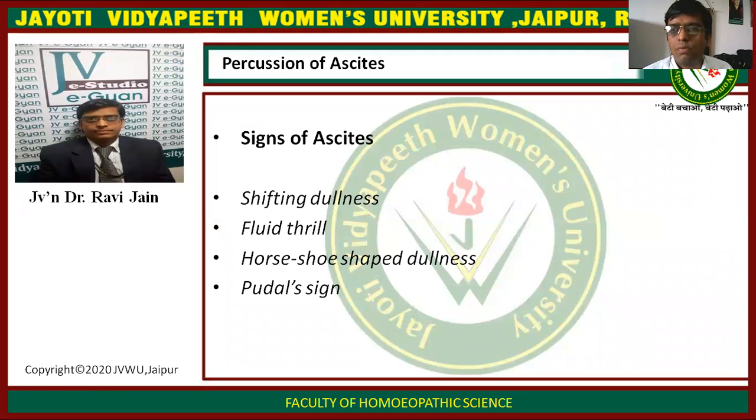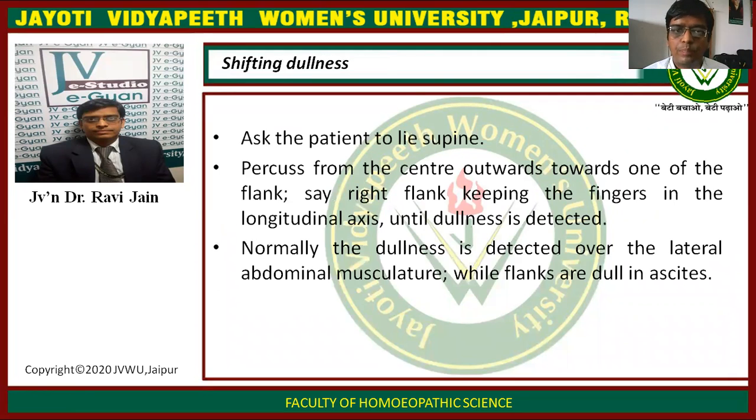Now, how will you perform the examination of ascites? Ascites can be elicited by doing percussion. The signs of ascites that can be percussed include shifting dullness, fluid thrill, horseshoe-shaped dullness, and Puddle sign. We are going to discuss them one by one.